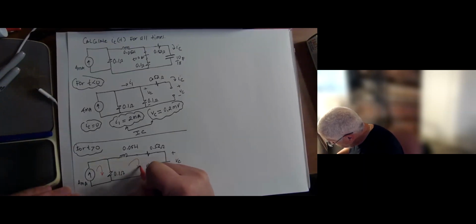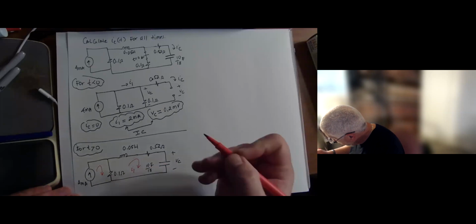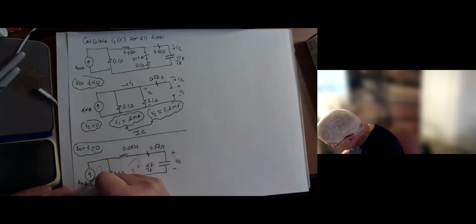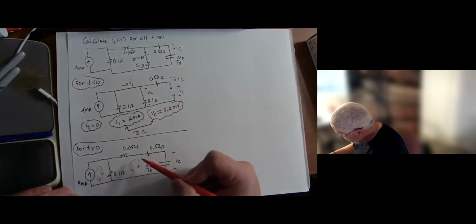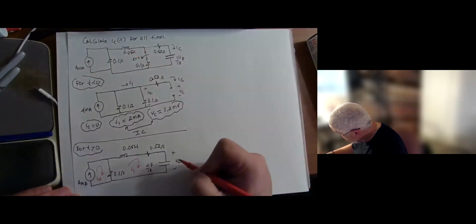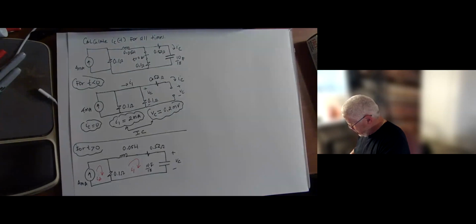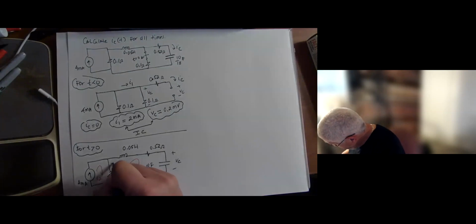So there is I1 here, and then there is I2. I1 is our original I1, which in this particular case was the current through the inductor. It's also IC. Okay, I'm going to put voltages on my elements here.